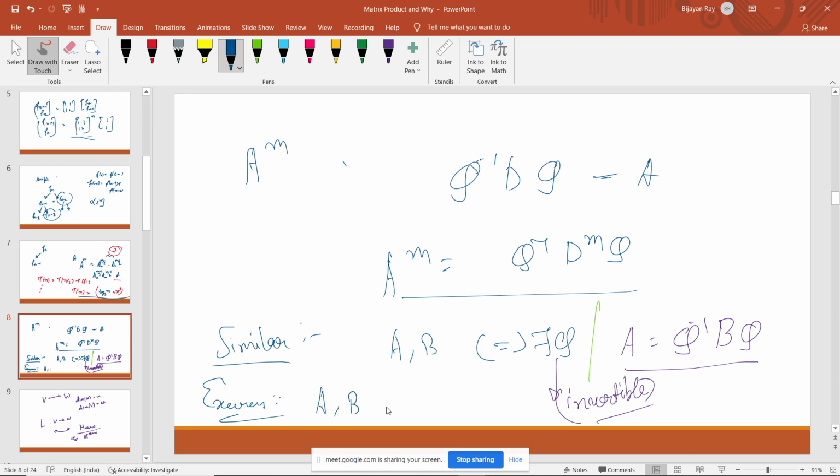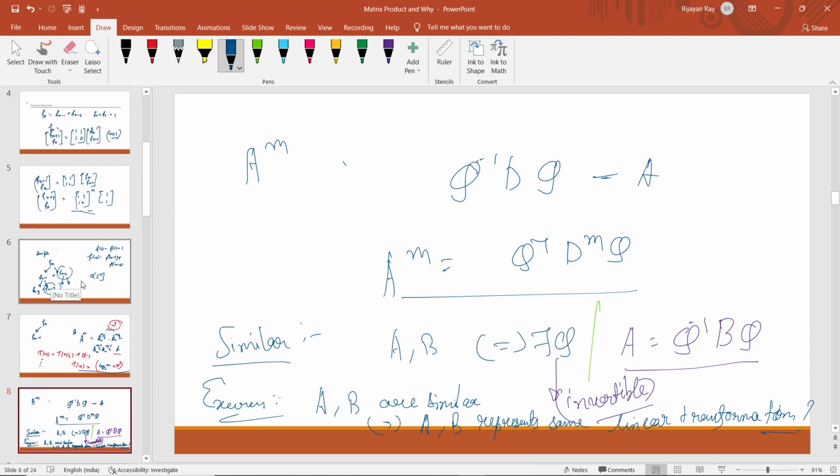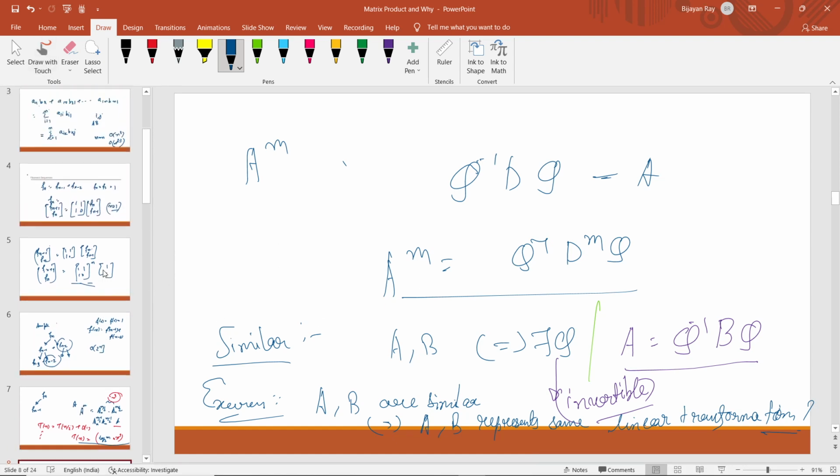A, B are similar if and only if A, B represent the same linear transformation. So this is the significance of similar linear transformations, but in this case we are somewhat in the applied aspect of this theory, the computational aspect.